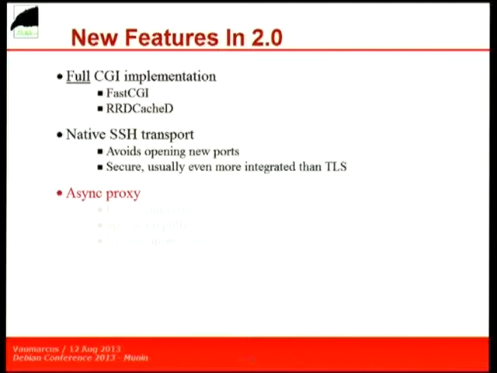It's usually more integrated than in other setups. The other very big feature is the async proxy. It's something that sits on the node, polls the node autonomously, and stores locally on the node, and the Munin update will then connect to the async client part and just replay the spool that it spooled just before. So it has very interesting features.